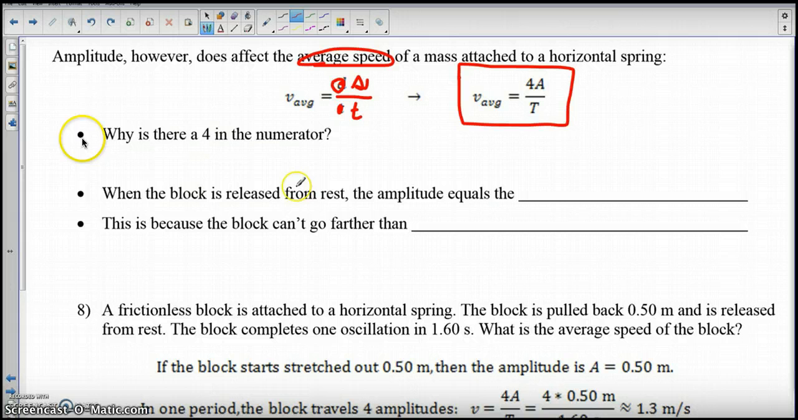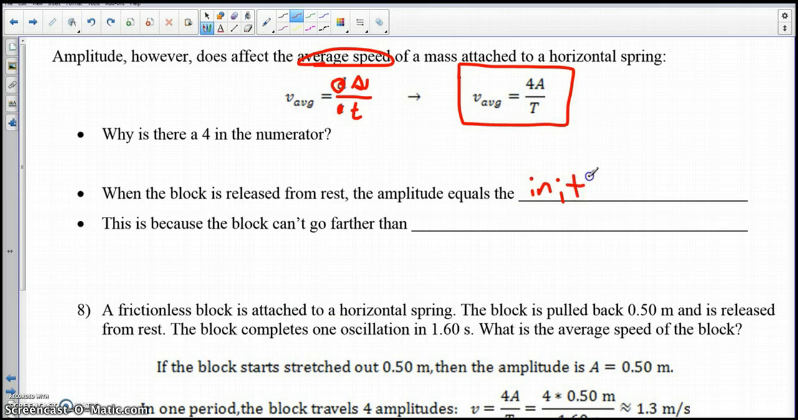Now I want you to take a moment and try to figure out why there is a 4 in the numerator, and explain this. We've already discussed it, but I want you to explain it in your own words. Now there's another thing to point out, which is that when the block is released from rest, we just let it go, the amplitude is simply the initial displacement. If you pull it back 2 meters and you let it go, it's never going to go farther than 2 meters from the center. The block can never go farther than where it starts.